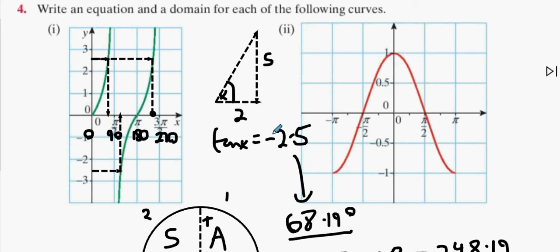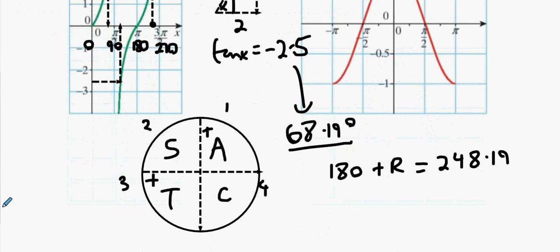Now, next thing I'm going to want you to do is the following. What rule do we use for when tan is negative? Which quadrant do you think it happens in? When is tan negative? S and? We want it the first time. This is the first time it's negative, isn't it?